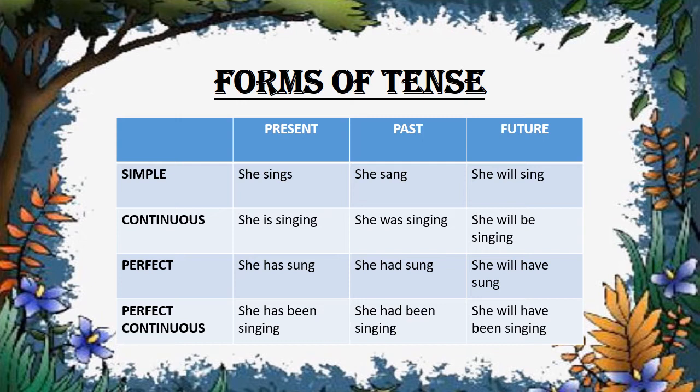Was means it represents the past, isn't it? Therefore it is past continuous. And will, I told you, if will or shall is present, it represents future, isn't it? So will be or shall be plus the ing form of the main verb is future continuous tense. Dear children, understood? Now let's move on to the perfect tense.